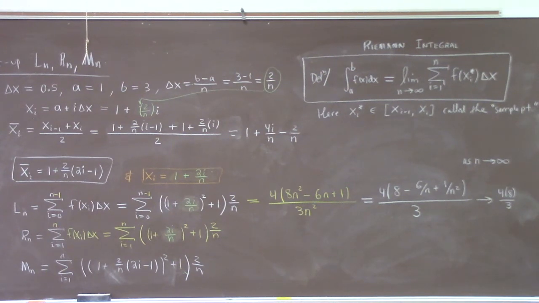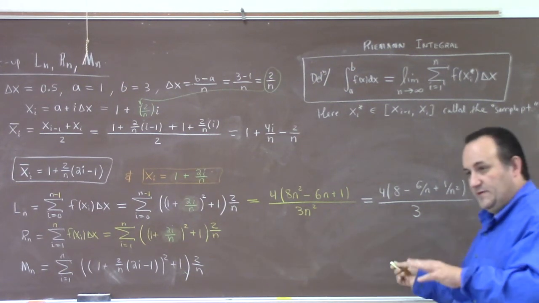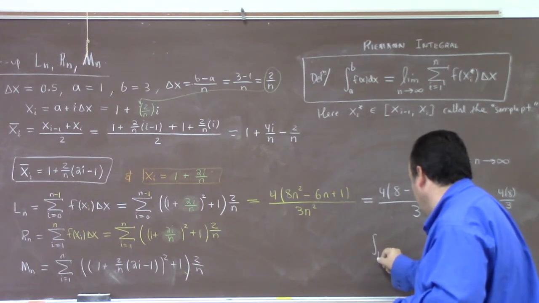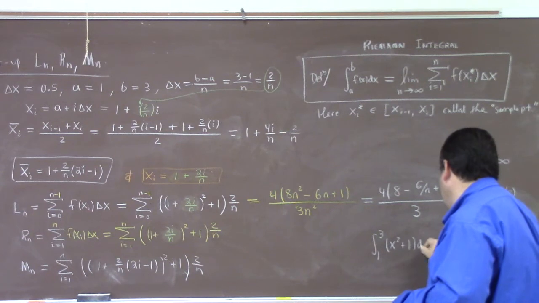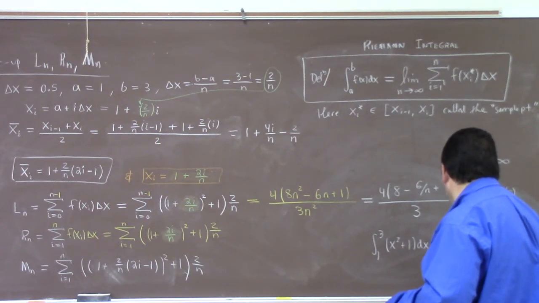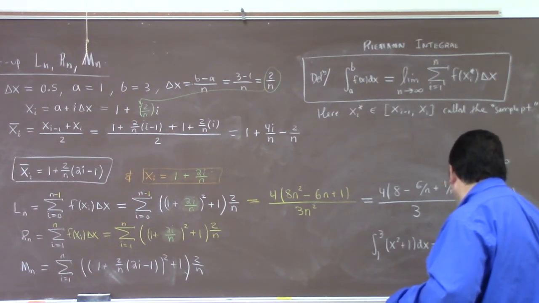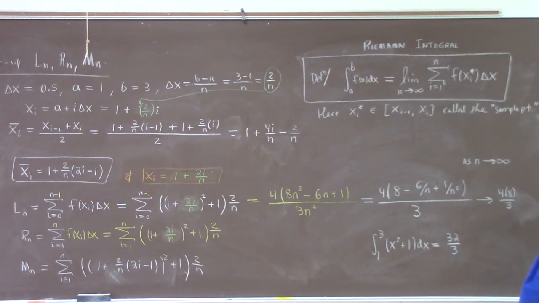So what this shows me then, if we believe Wolfram Alpha, is that the integral from 1 to 3 of x squared plus 1 dx is apparently equal to 32 over 3, which is 10.666666666666.